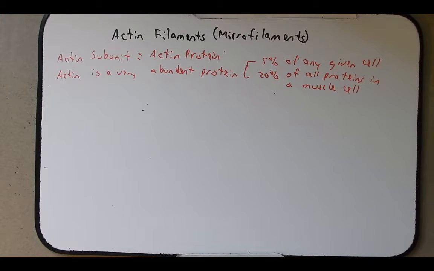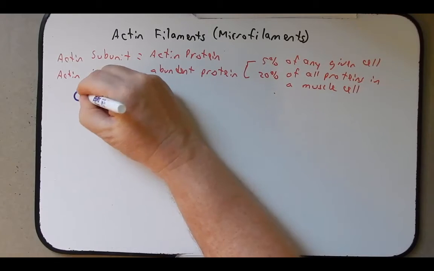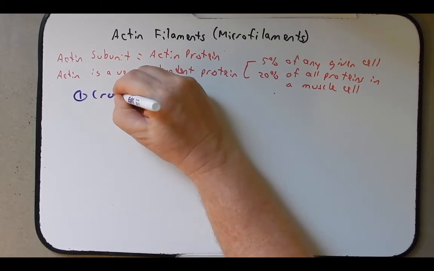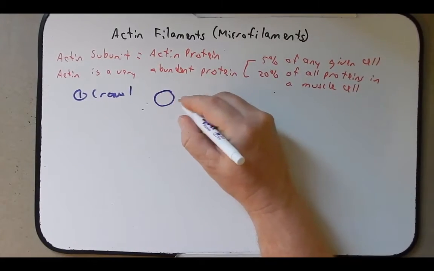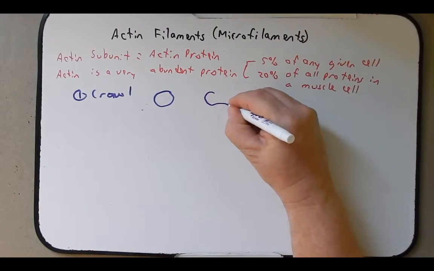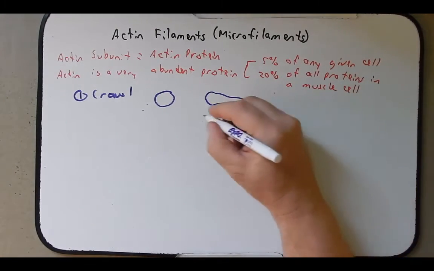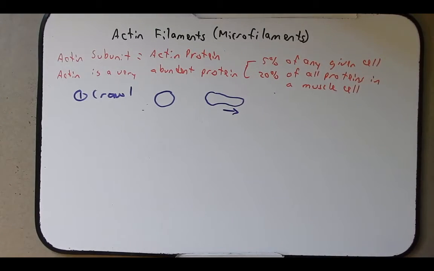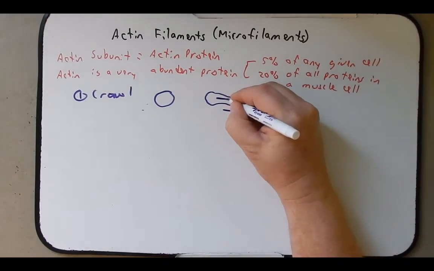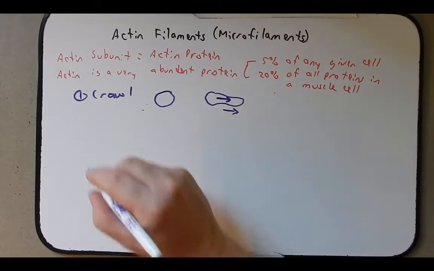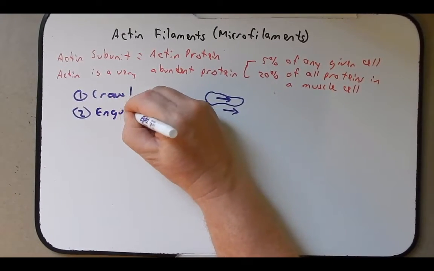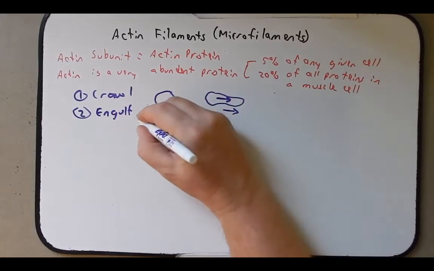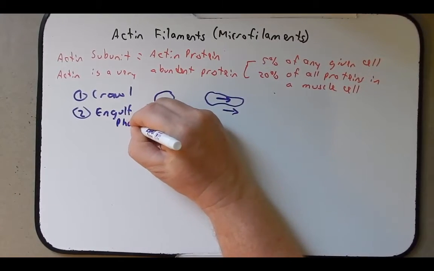They help cells do lots of different things. They help cells crawl. And we'll talk a little bit more about this later. But for now, you may have a cell like this, and then it begins to extend in one direction. This is because of the actin filaments in it, driving it in that direction. They're important in engulfing material by phagocytosis.